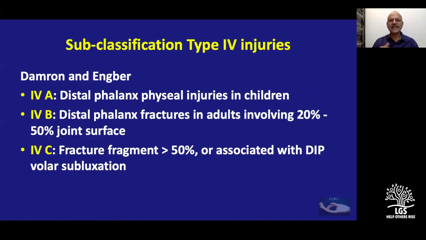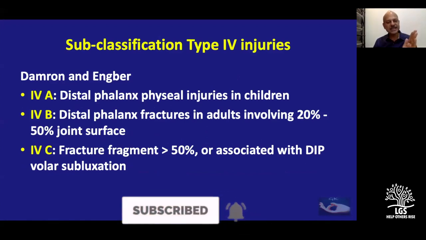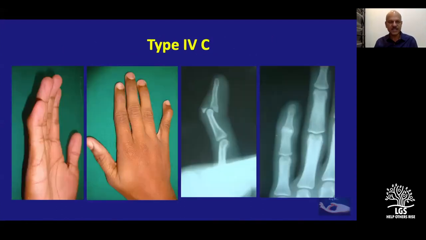Type 4 has been further classified by Damron and Engber. Type 4A is distal phalanx physeal injuries in children. 4B is distal phalanx fractures in adults involving 30 to 50% of the joint surface. And in 4C, the fracture fragment is more than 50% or associated with volar subluxation. We have seen a picture. You can see the volar subluxation. So this comes under type 4C because it is around 30 to 40% of the articular surface, but there is a volar subluxation. So it automatically comes under type 4C, even though it is less than 50%.